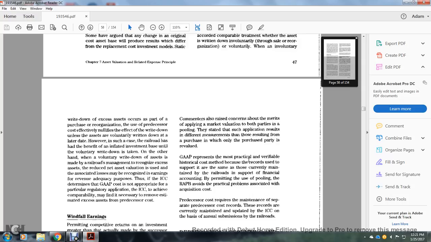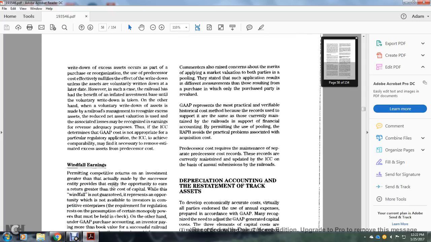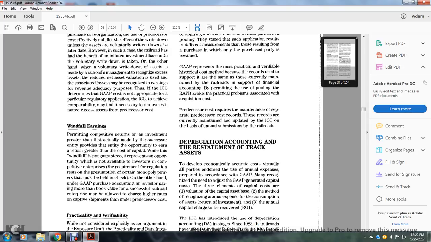However, in such a case, the railroad has a benefit of the inflated investment base until the voluntary write down is taken. On the other hand, a voluntary write down of the assets may be railroad management recognizing and assessing assets, reducing net valuation, with the associated loss recognized in earnings for the revenue adequacy purposes of the Interstate Commerce Commission. If the Commission determines the government accounting auditing principle cost appropriate for the particular regulatory application, it may find it necessary to remove estimated excess assets over the predecessor cost to achieve comparability.